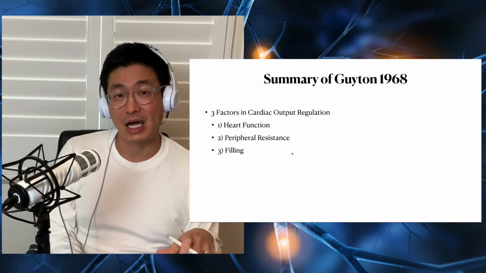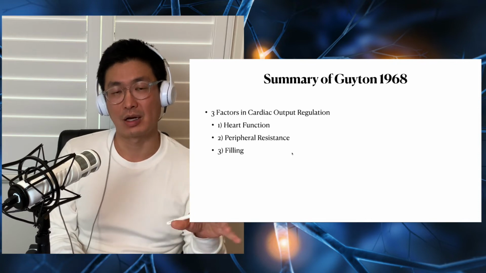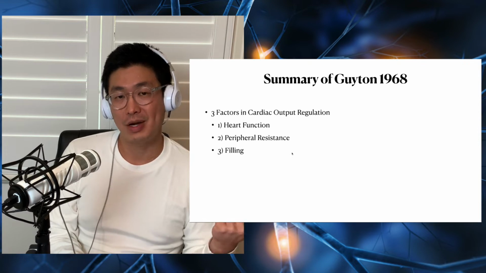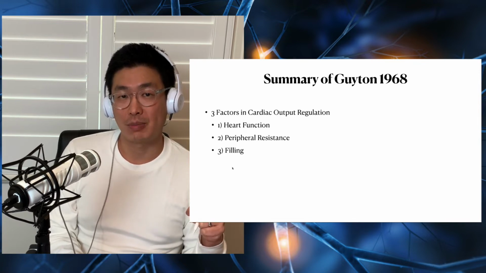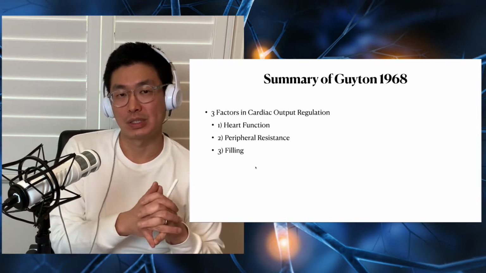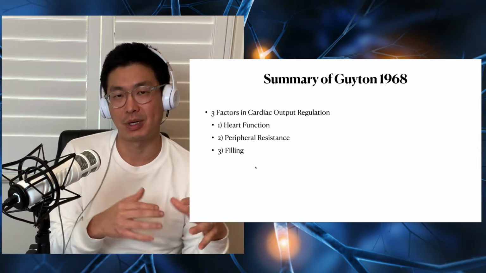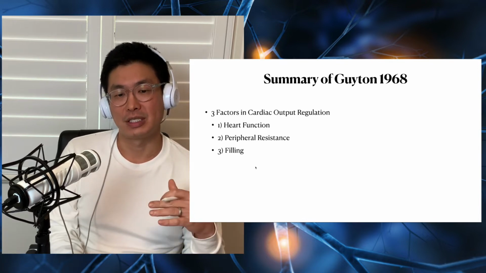This is the summary of the Guyton article. So the one that I've attached, it's quite detailed, but I've just summarized a couple of the key points here and also going through some of the diagrams. Now, there are 3 factors in cardiac output regulation: 1, heart function, 2, peripheral resistance, and 3, filling. Later on, Pappano will describe it as both heart and also blood vessels. And we will explore that idea in terms of how Pappano actually presents that information. But the way that Guyton presents it, it's those 3 things: heart function, peripheral resistance, and filling.